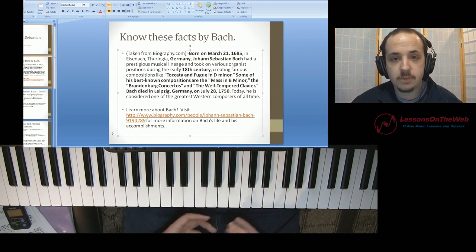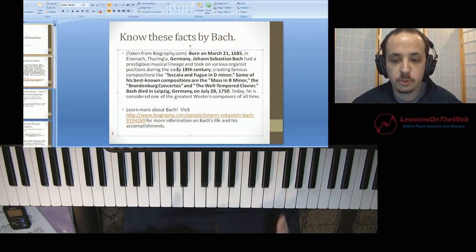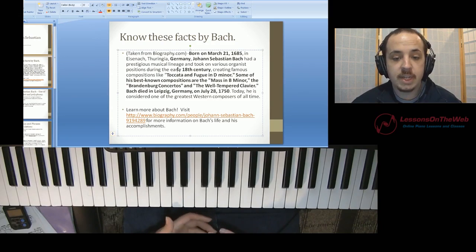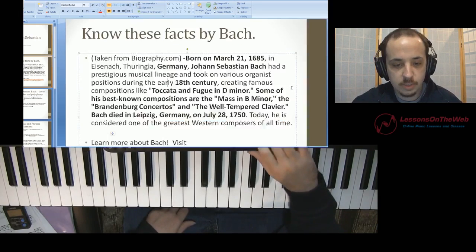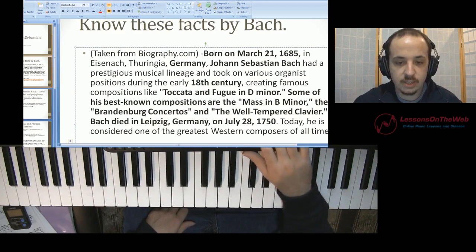So if you've made it this far in your piano studies, you might want to pick up the Well-Tempered Clavier. It's a whole book full of, like I said, preludes and fugues, which are types of songs we'll talk about some other time. And just know he's considered one of the greatest Western composers of all time. Most of you have probably heard of him by now. If you want to learn more, you can check out this website here and go over his accomplishments.